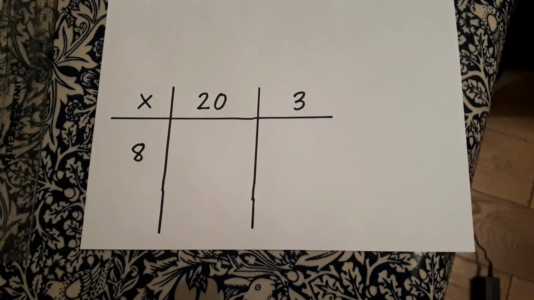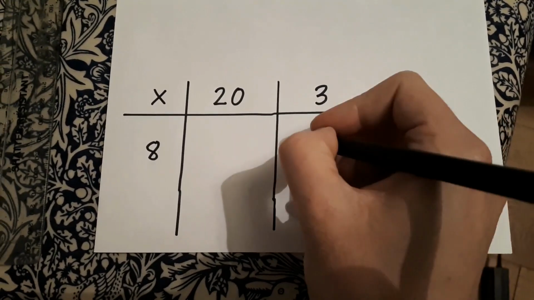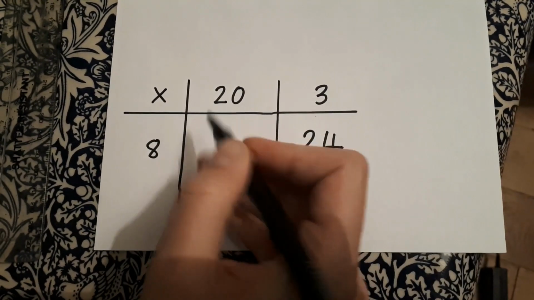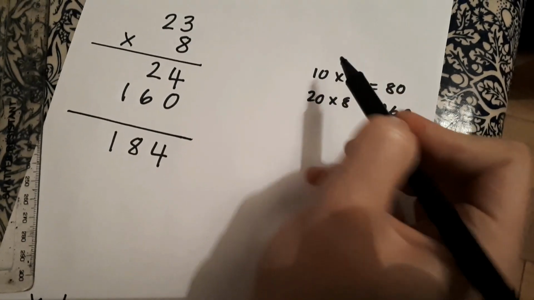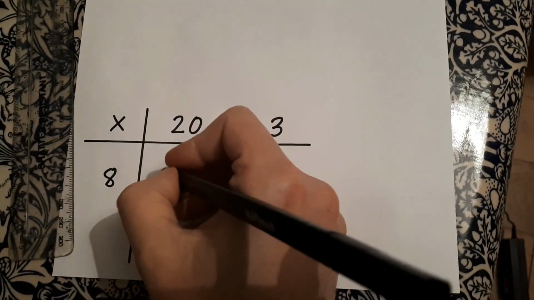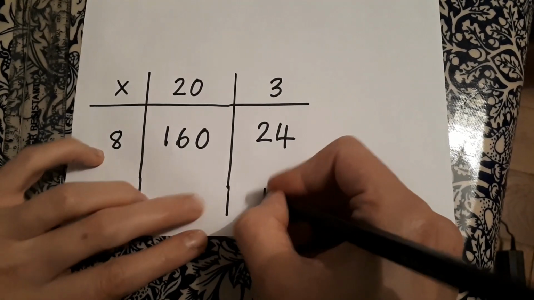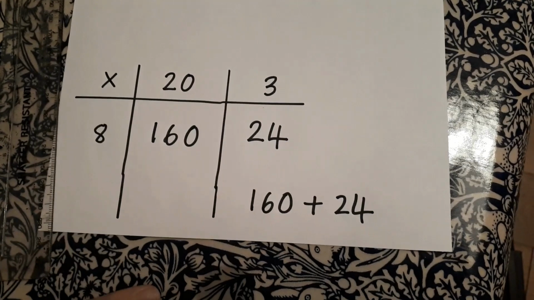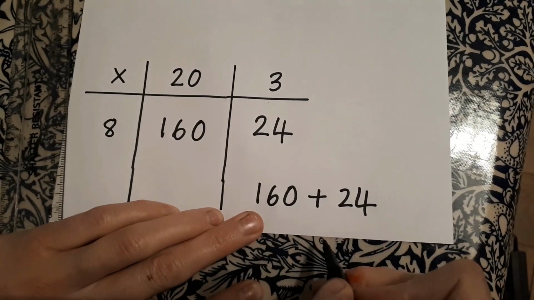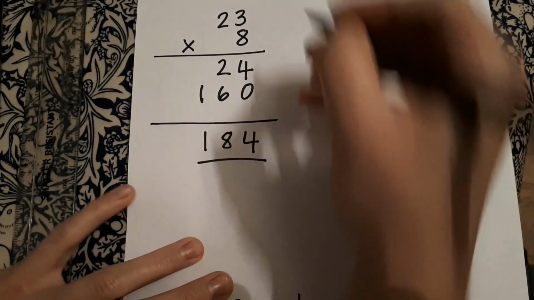So starting with the ones like we did before, 3 times 8, 8, 16, 24. 20 times 8, I used my little key facts up here, didn't I? 80 add 80 is 160. And then all we need to do is add them together. I'm feeling quite confident because I've got the same numbers I had before. 160, 170, 180, 181, 182, 183, 184. And that's the same answer I got here.